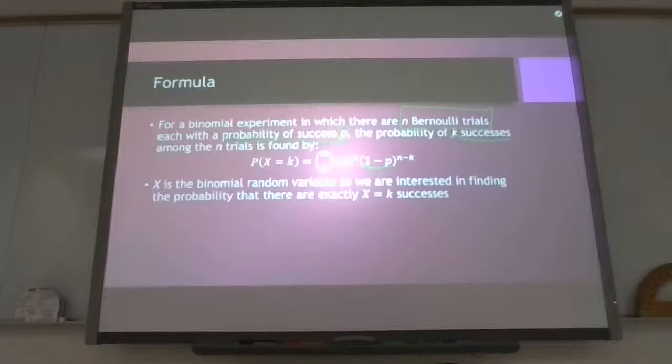And the number of successes is going to change all the time. In the last example, the number of successes was 7, but I could have asked a different question. I could have said, what's the probability that the drug works on 5 patients? If I wanted the probability that it works on 5 patients, in that case, my X would be 5. So I would make X equal to 5. That means that I'm looking at 5 successes.